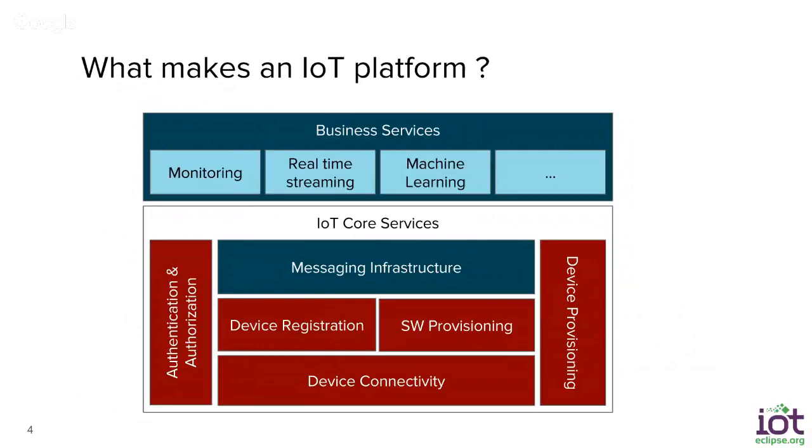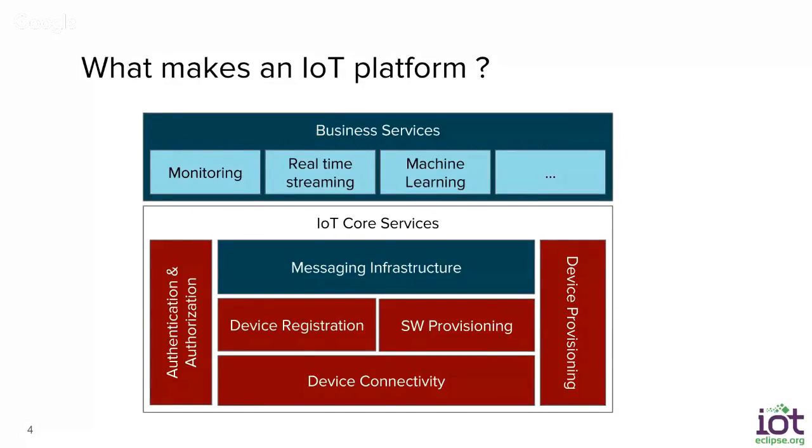Then around this messaging infrastructure, there are some IoT core services. So some services that are focused on the IoT, so interacting with the devices. For example, one of the main pieces can be the device connectivity service that we will see in a bit is provided by Eclipse Hono. So the service which is used by all the devices for connecting to the IoT platform and using, for example, different protocols and so on.